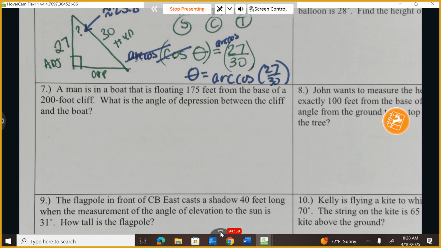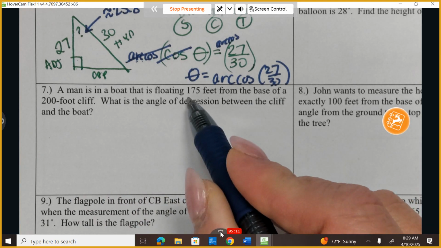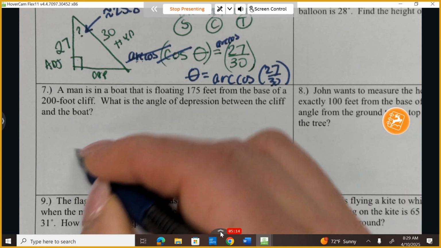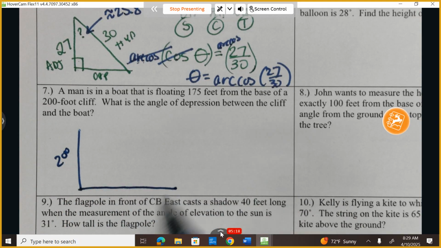All right, here we go. Let's look at number 7. So let's see if you did it right. As I walked around, I actually saw one picture that looked like it was correctly modeled based on this. A man is in a fishing boat that is floating 175 feet from the base of a cliff. You don't have to be pretty with your drawings, but they do need to be accurate.